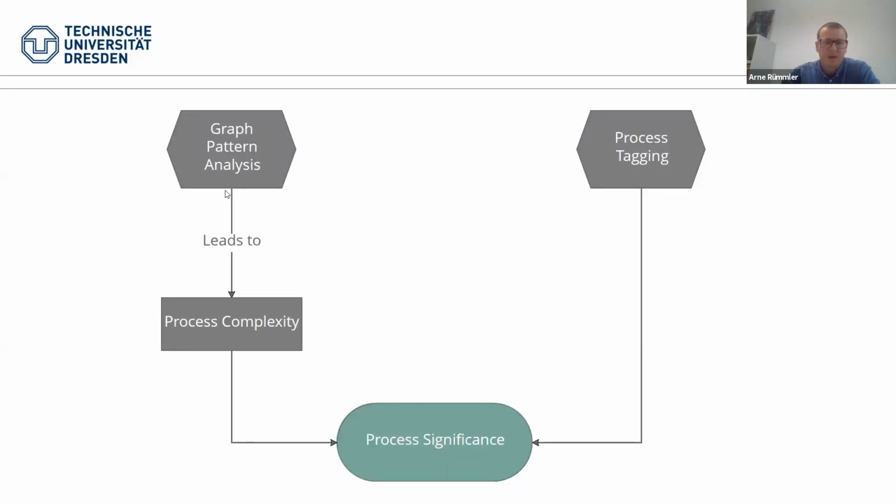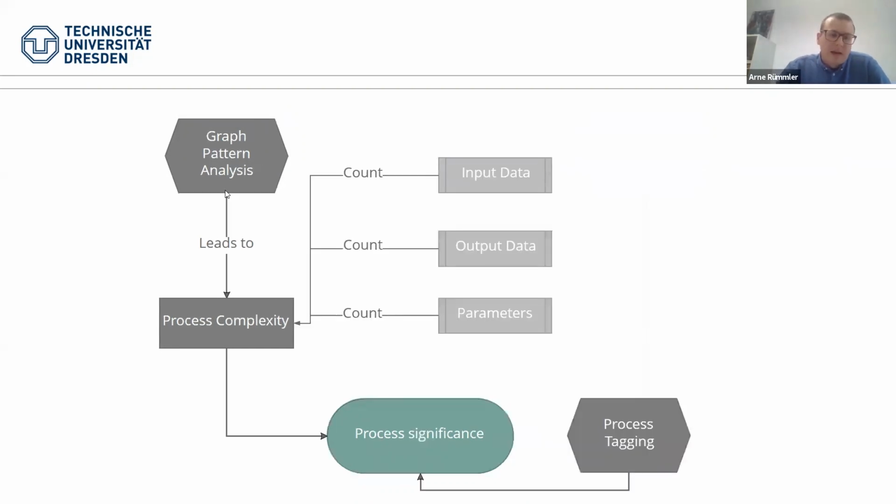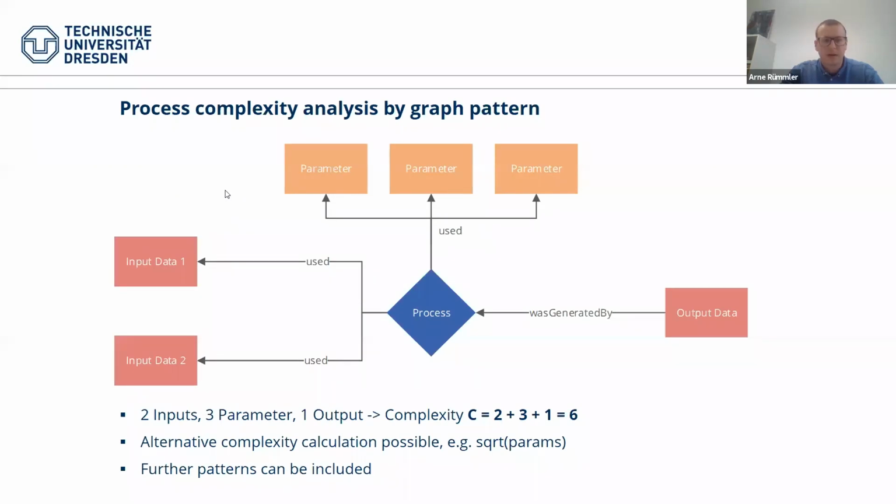If we analyze the graph patterns for each process, we find an individual process complexity. This complexity is essentially built up out of 3 parts, and this is the input data, the output data, and the parameters that are used by the process. So if we go to the next slide, we see an example. We have a process in the middle, and this example process has 2 input data, 3 parameters, and 1 output data, and we can calculate the complexity of this process by 2 plus 3 plus 1, which equals 6.